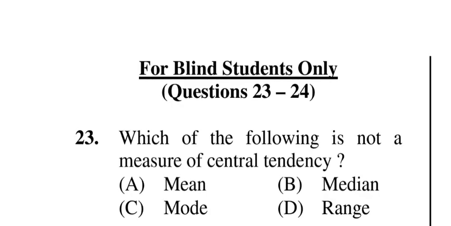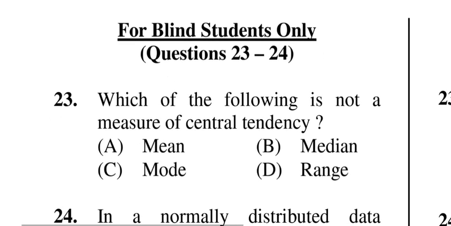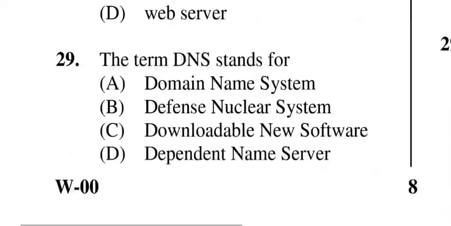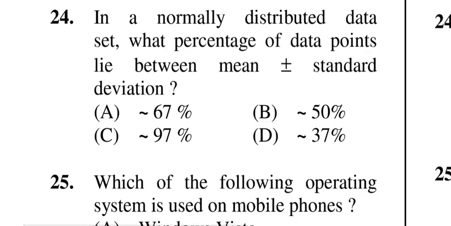Number 25. So 23 to 24, this question is for blind students only. From 25 we will do our question, right? Yes.